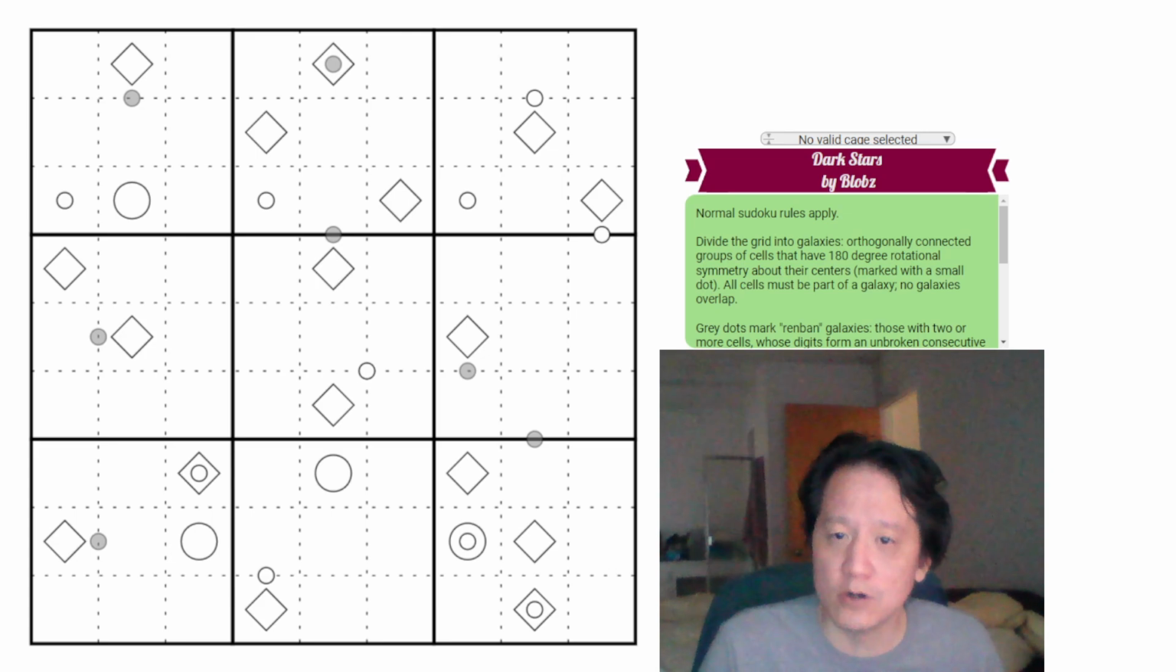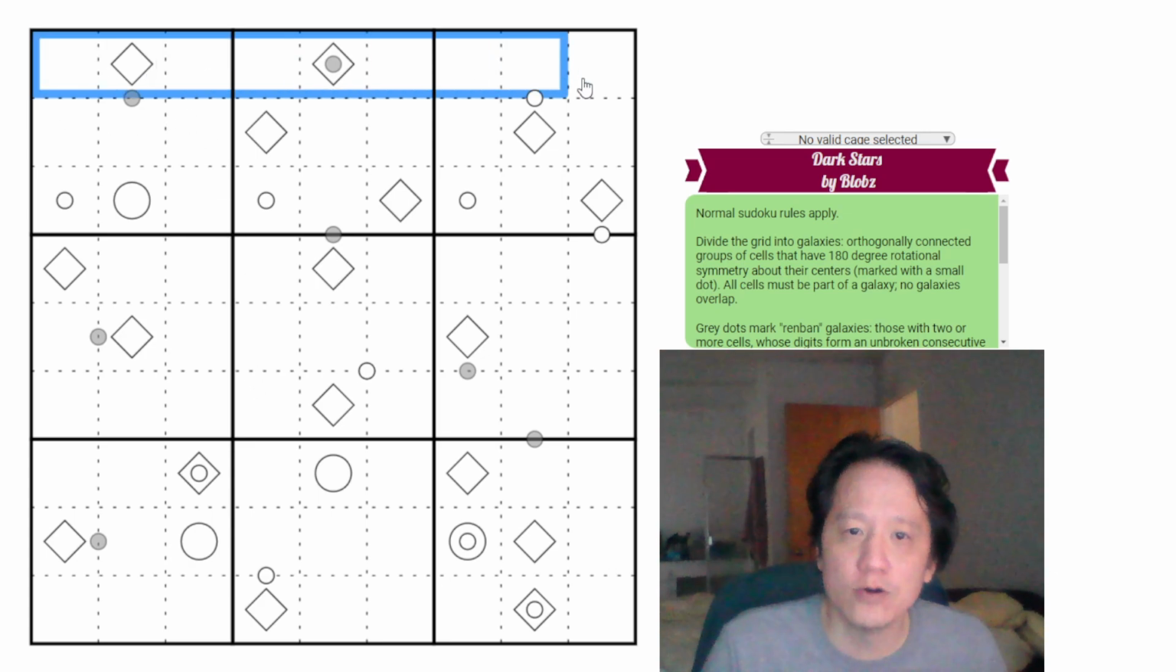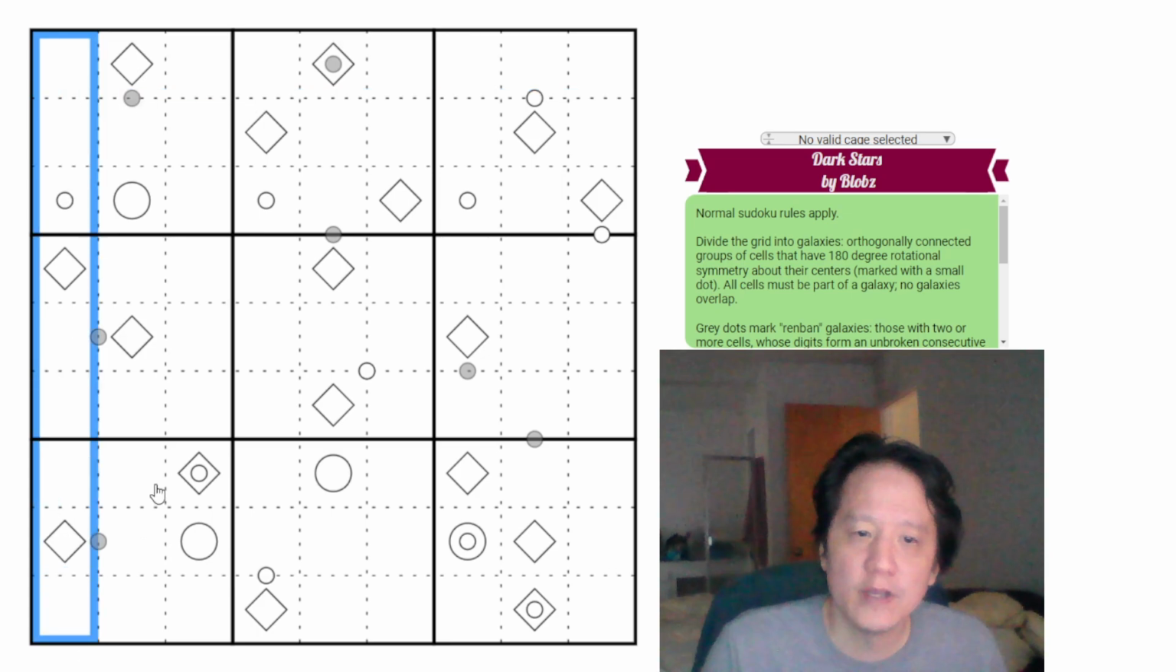Today's puzzle is called Dark Stars by Blobs, and here are the rules. Normal Sudoku rules apply. That is, put the digits 1 through 9 in every row, every column, and every box.